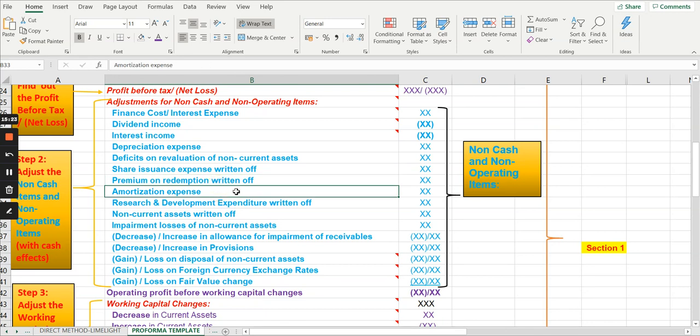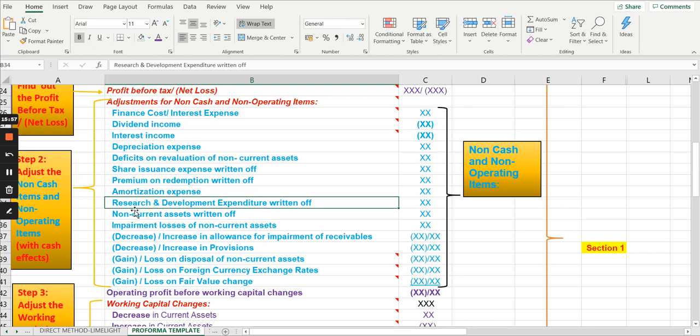Amortization, okay, is similar to depreciation, but amortization is provided for the intangible asset. So amortization has been debited, so now you need to add it back. The simple rule here is that whatever expenses were earlier deducted, now will be added back. Whatever income which is non-cash and non-operating that was earlier added, now it will be deducted.